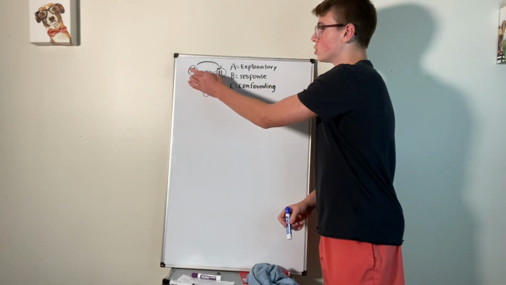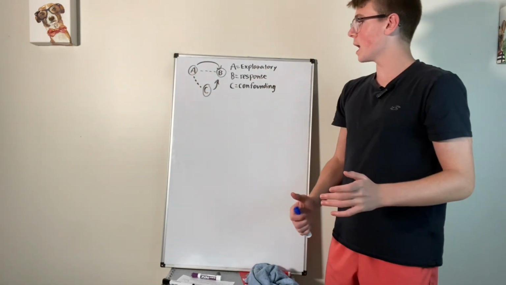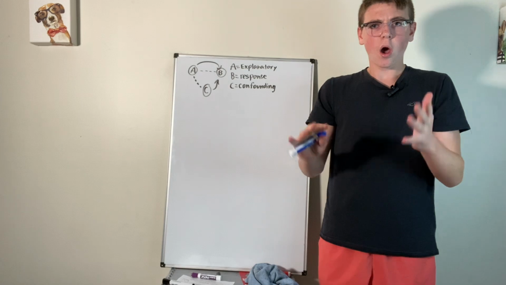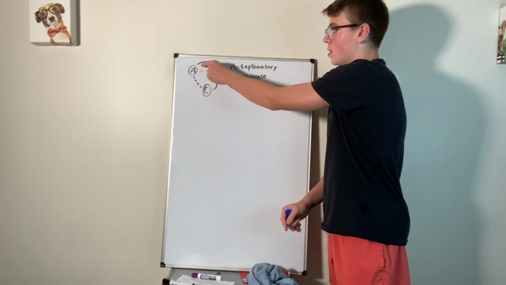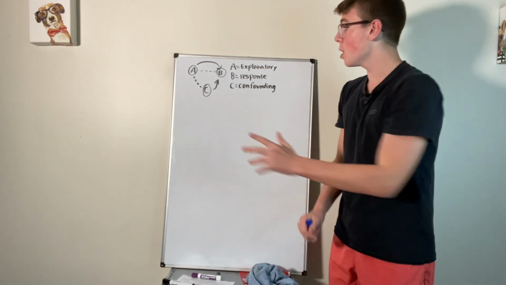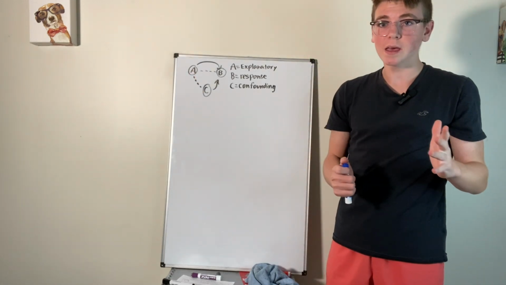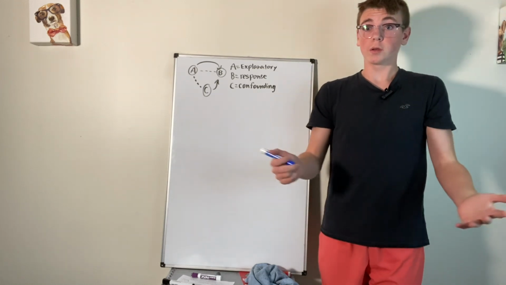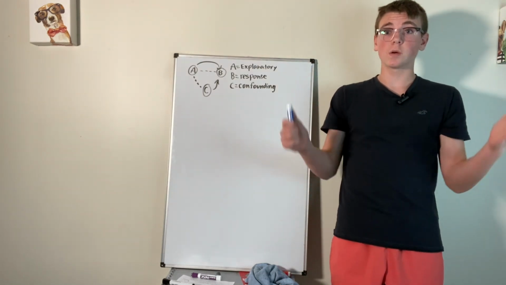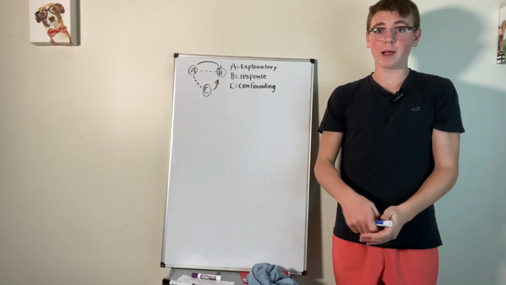So A could directly correlate to B, and A and C are connected. A and B are slightly connected, but they're also heavily connected. But A could also be connected to C, and C could be connected to B. So you're like, what just happened? Well, let's talk about a practical use.